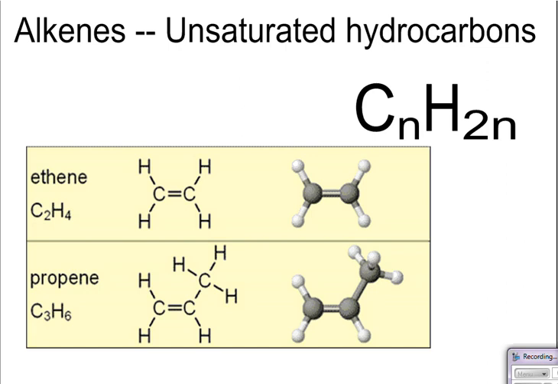Alkanes that have developed a double bond are called alkenes. They are unsaturated hydrocarbons, meaning that there is at least one double bond. Generally, alkenes have the formula CnH2n. So, for example, ethene, eth means two, so two carbons, so C2H, 2 times 2 is 4, H4.